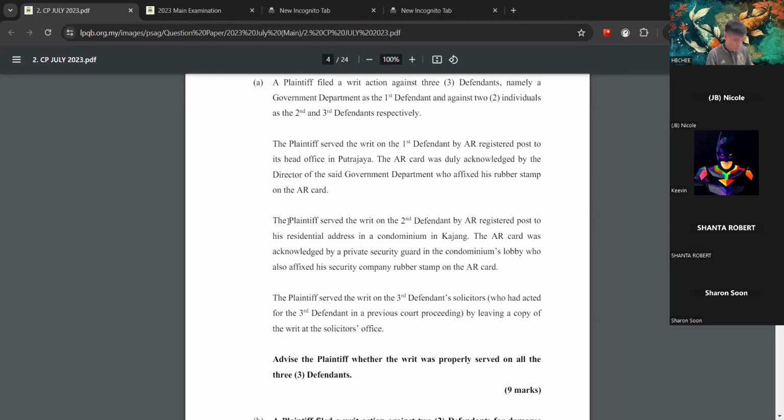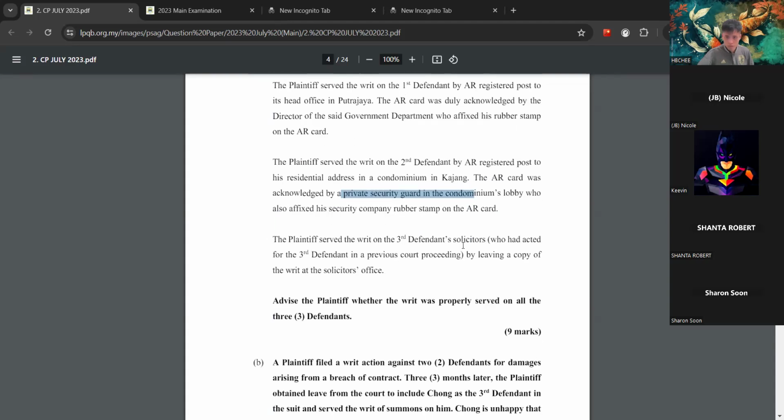Okay, now we come to the second part. Because it's served to the individual, service to the individual is only one rule, Order 10 Rule 1. What does it say? It must be prepaid AR registered post or personal service. From the fact it is AR registered, yes, it's correct, but the AR was signed by the private security guard in the condominium. So it's also deemed as invalid. Okay?